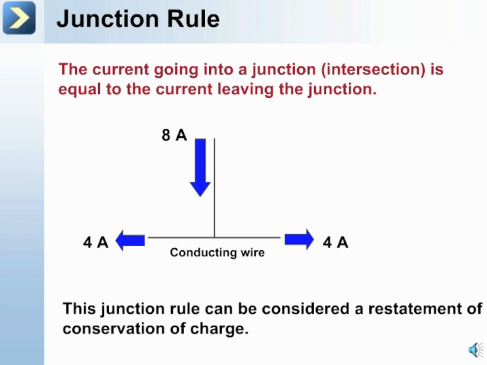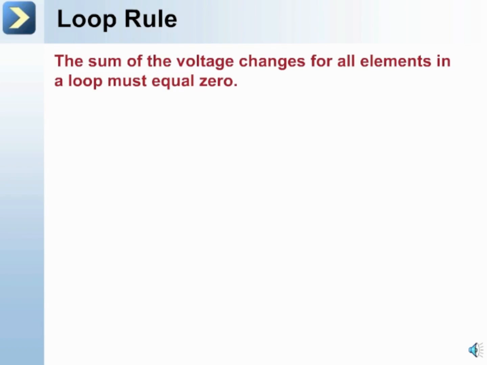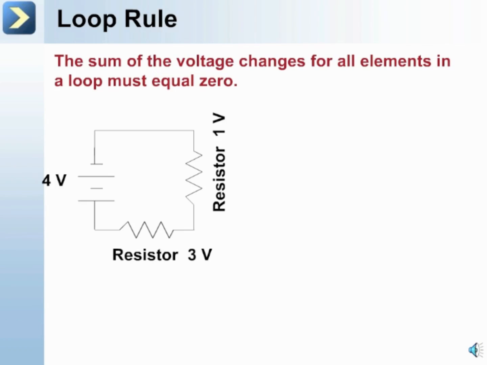So the junction rule can be considered a restatement of conservation of charge. Charge can't be created or destroyed, and so it branches off into equal parts that add up to the overall current. Now, the loop rule says that the sum of the voltage changes for all elements in a loop must equal 0. So let's say we have this loop here.